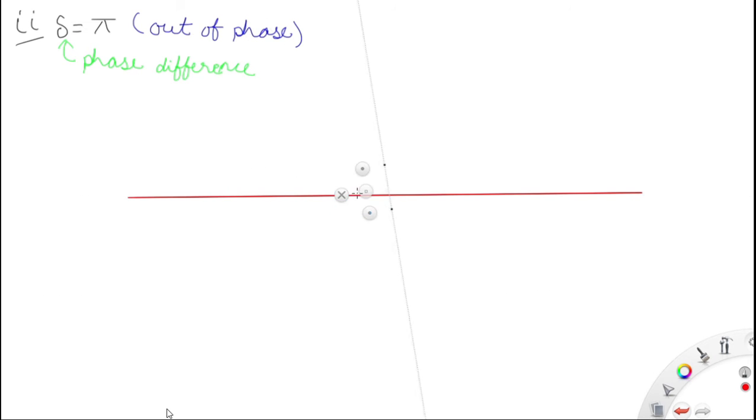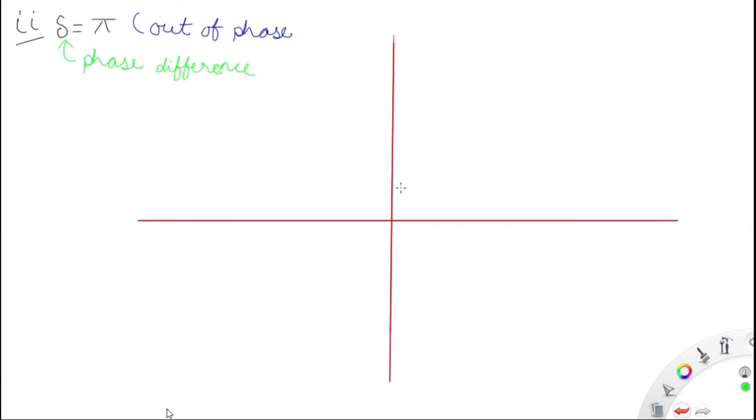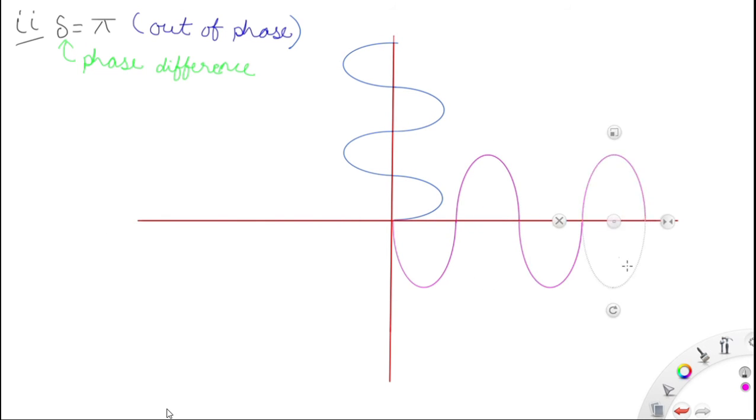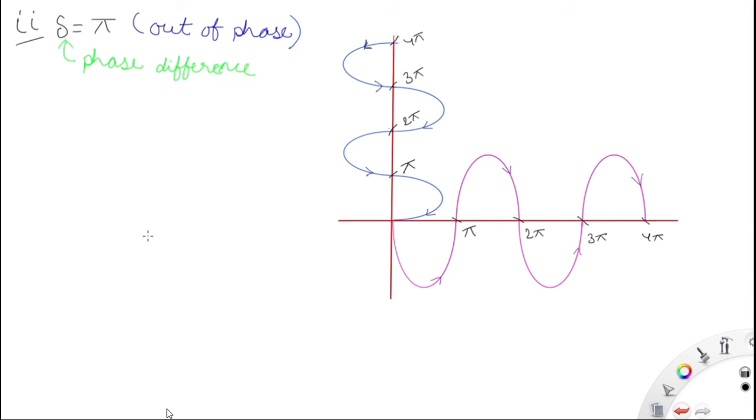Now when the phase difference is equal to pi, this is out of phase, which means both forces are of opposite nature. Now you understand that these sine and cos curves are nothing but half of the ellipse. So the half portion of the ellipse from the center is what constitutes a sine curve or cos curve.